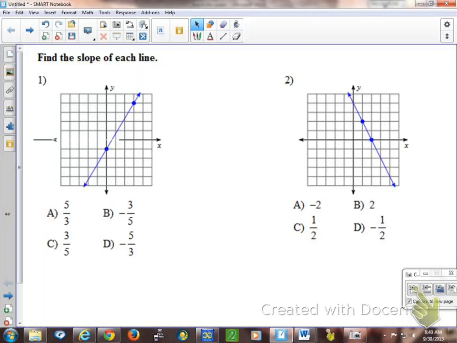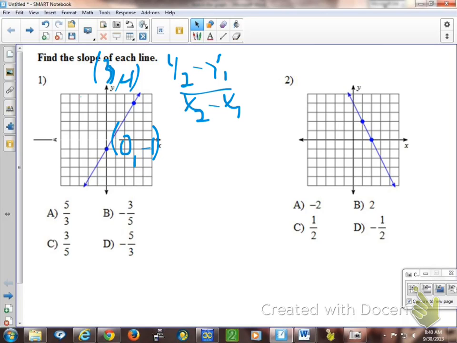Okay, here we go. Number 1, slope formula: y2 minus y1 over x2 minus x1. You had to plug your coordinates into the slope formula. This top coordinate looks like the point 3, 4. That's a 3, 4. And the bottom coordinate looks like 0, negative 1.